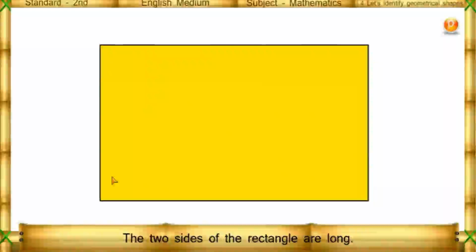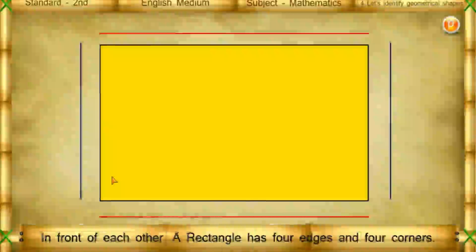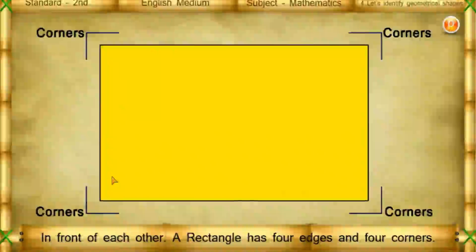Two sides of the rectangle are long and the other two sides are short. The lengths of the sides of a rectangle that are in front of each other are the same. A rectangle has 4 edges and 4 corners.